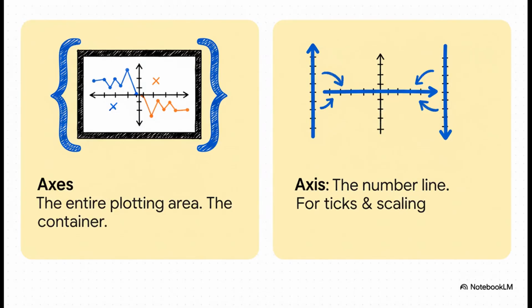Okay, let's pause and talk about the single most confusing, most frustrating bit of naming in this whole library. I guarantee this has tripped you up before. Axes versus axis. Axes, with an E-S at the end, is the entire plotting area. It's the box, the framed picture. Axis, with an I-S, is just one of the number lines, like the x-axis or the y-axis. It's the thing that handles the ticks and the numbers. So remember, axes is the box, axis is the line.